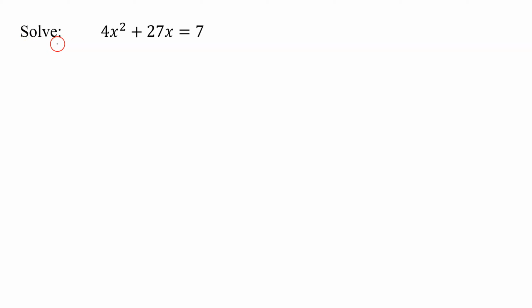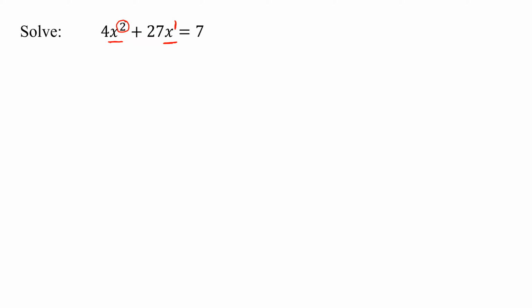In this example, I need to solve 4x squared plus 27x equals 7. Well, what type of equation do I have here? I have an x squared term here, and here I have an x, and remember there's a 1 on that, so it's degree 1. So what's the highest exponent on any of my x's? It's a 2. So I have a quadratic equation.